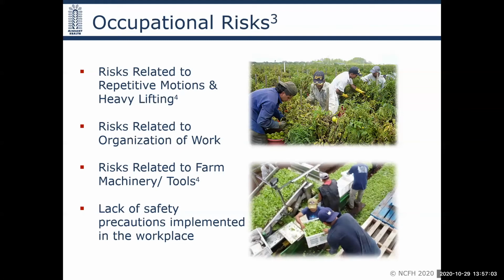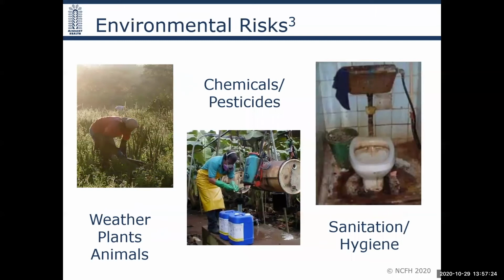And then lack of safety precautions, especially now during our situation with COVID: not being able to maintain a 6-foot distance, lack of personal protective equipment, limited hand washing stations, being unable to quarantine if they're ill. Those are all due to their living conditions, but they are an occupational risk.